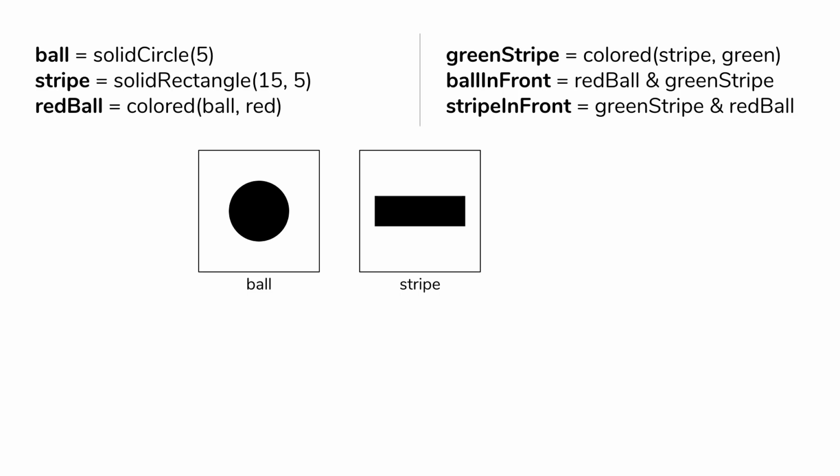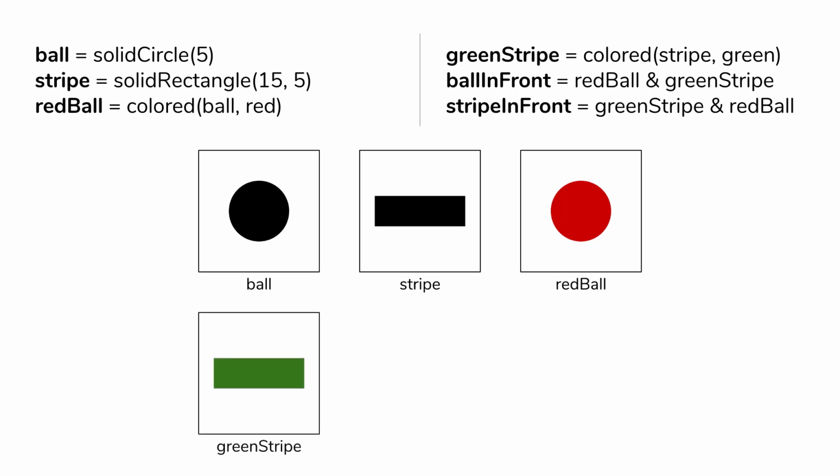Now our transformations come in. We've defined red ball on the third line to be just like the picture ball, but drawn in red instead of black. When you use the colored function, it does not change the meaning of the variable ball. Instead, it defines a new picture, one that we've called red ball, which is just like ball except drawn in a different color. In the same way, green stripe is just like stripe, but drawn in the color green.